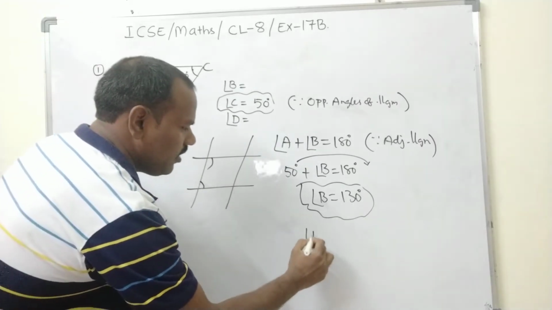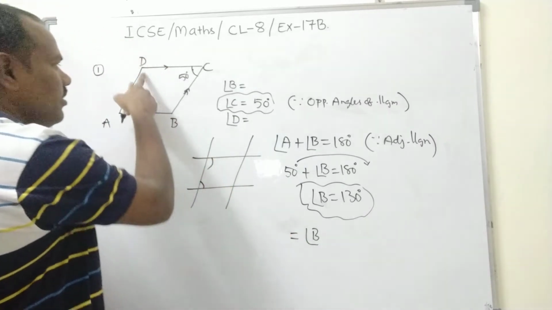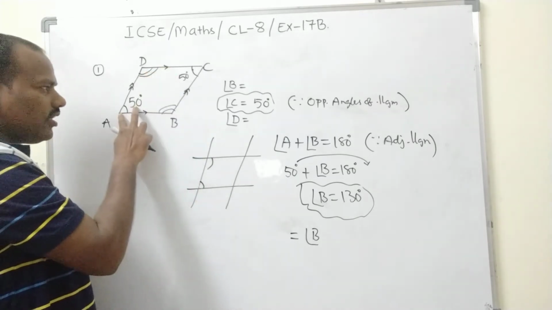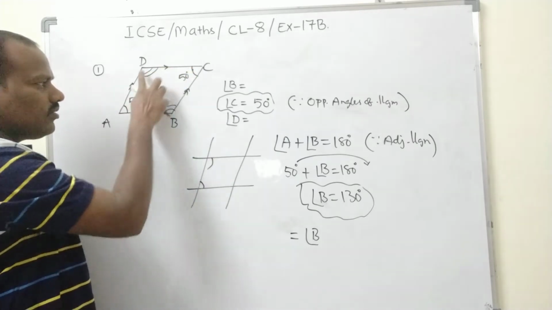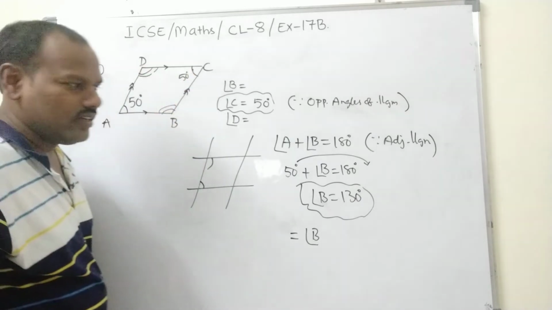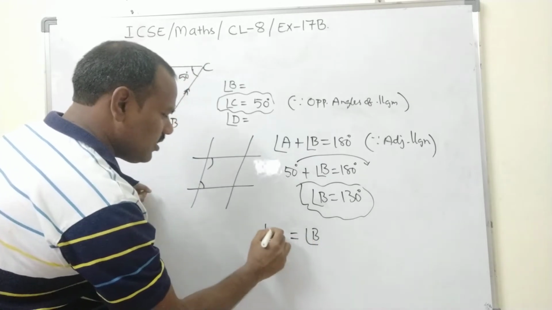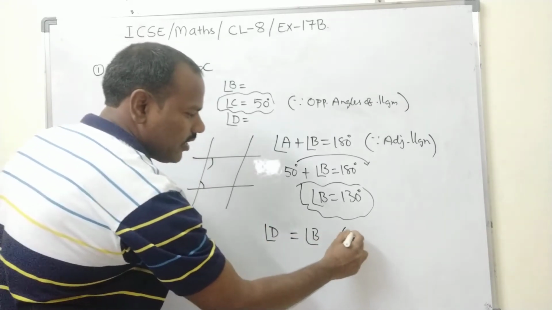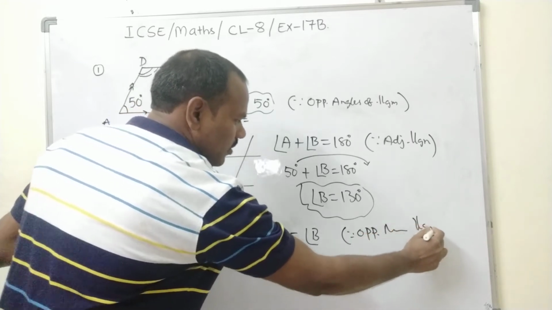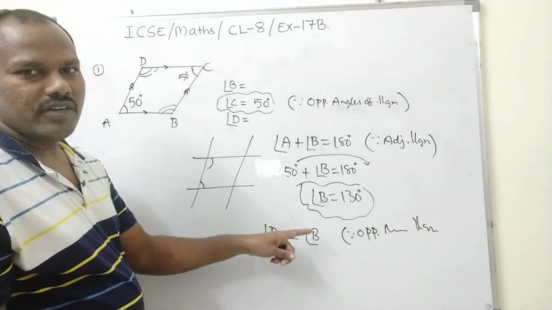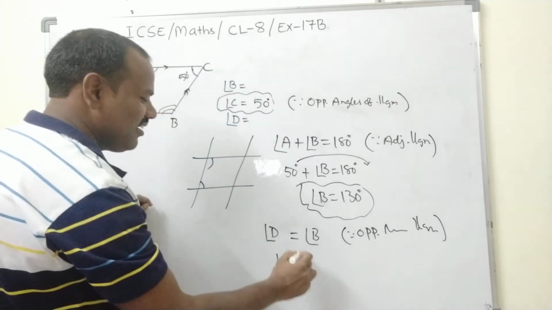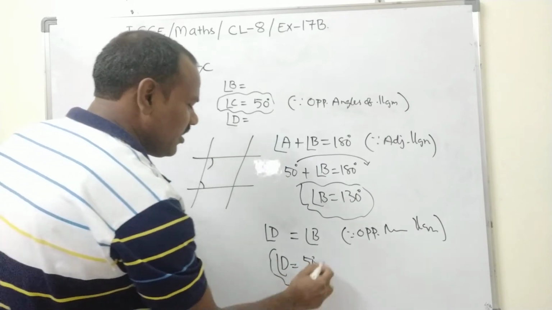Now angle B is also equal to angle D because opposite angles of a parallelogram are equal. It doesn't mean that A and C are equal to every angle. Only angle A and angle C are equal, angle B and angle D are equal. So therefore, angle D is equal to angle B because opposite angles of a parallelogram. Okay? Right. Try to understand. I am writing doctor's handwriting. So angle D is equal to 130 degrees. So all the remaining angles we calculated.